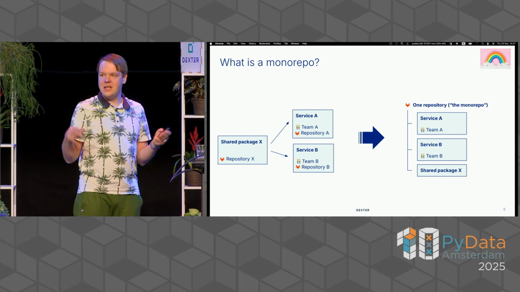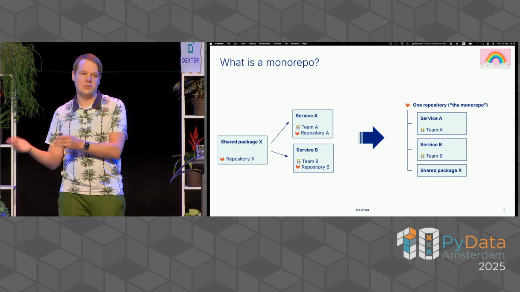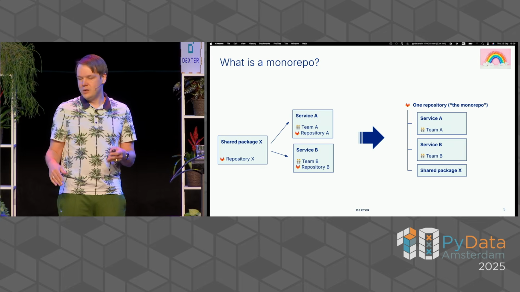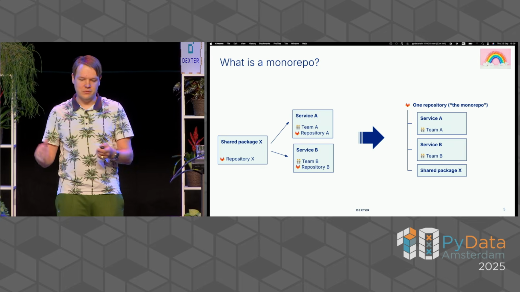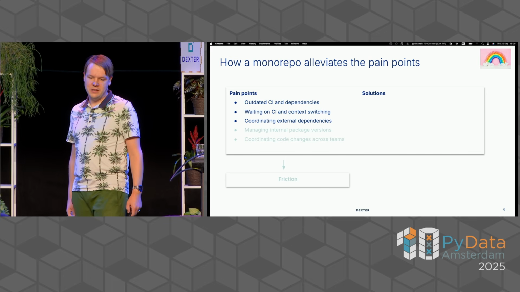You would still have independent releases, right? So it's not the case that you now have to release all your code at once. Everybody can still do their own thing. But the code is living in one repository instead of two. So how does that then solve the problems that we just had?